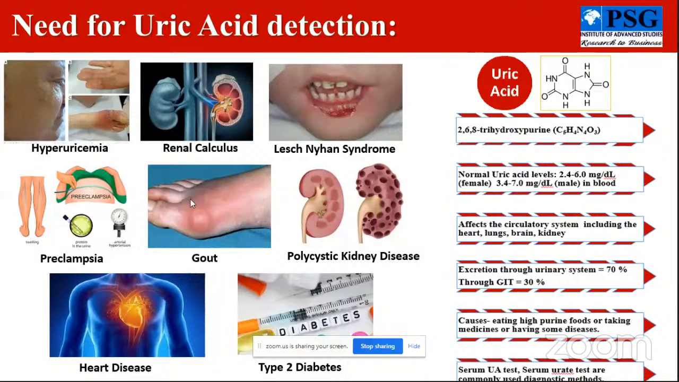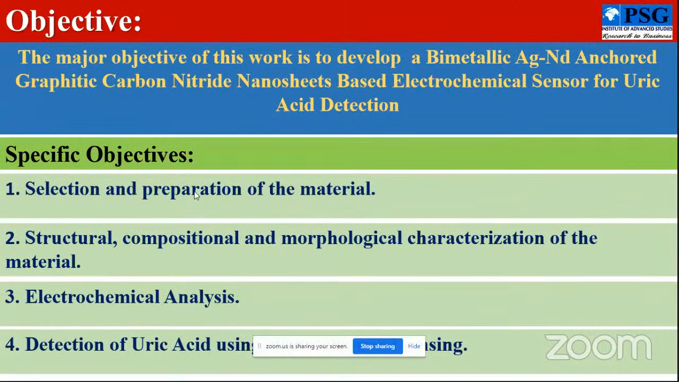Polycystic kidney disease, heart disease, and type 2 diabetes are some of the other common diseases caused by a high concentration of uric acid in the body. So that is the need for uric acid detection. Coming to the objective of the work, the major objective is to develop bimetallic AgNd anchored graphitic carbon nitride nanosheets for the electrochemical detection of uric acid. The specific objectives include the selection and preparation of the material, then the structural, compositional and morphological characterization of the material, followed by the electrochemical analysis, and finally the detection of uric acid using this electrochemical sensing.